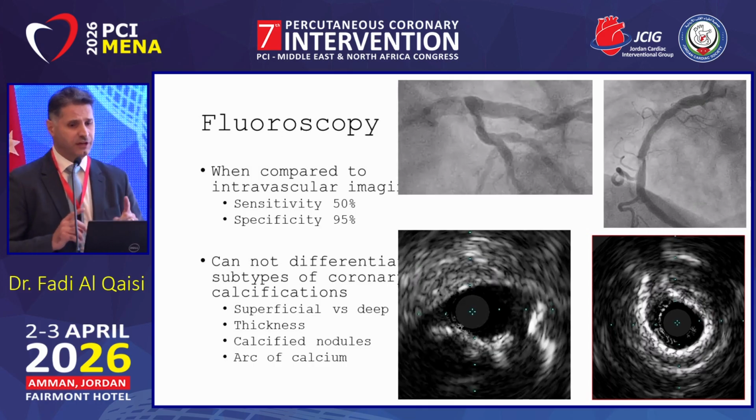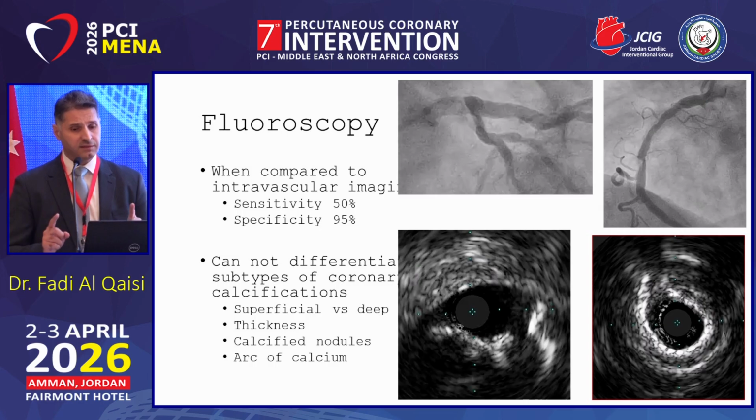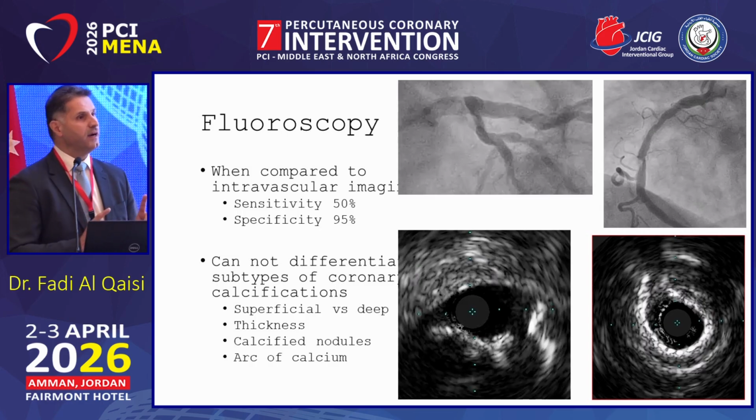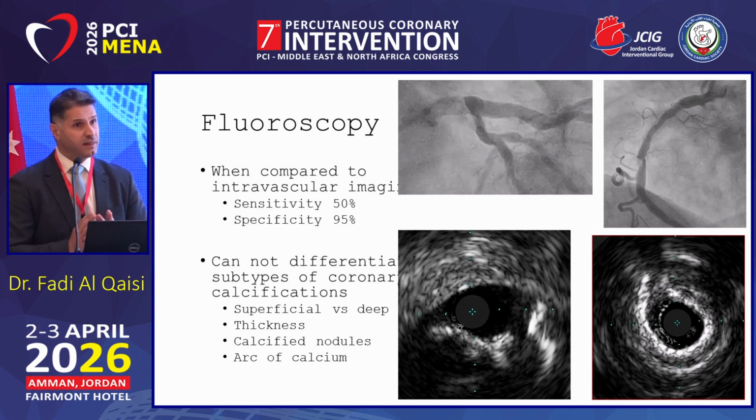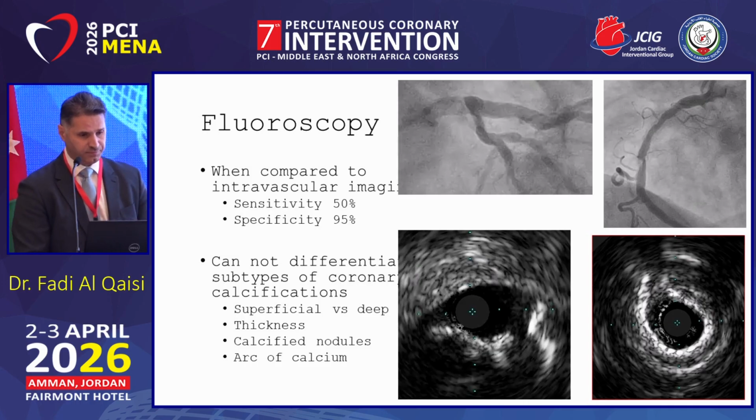Let's talk a little about fluoroscopy. Fluoroscopy has limitations because it does not evaluate the circumferential extent, outside the walls or inside the walls, or how extensive the lesion is. Compared to IVUS, sensitivity is only 50% and specificity is 95%, and it cannot differentiate subtypes of coronary calcification: superficial versus deep, thickness, calcified nodules, arc of calcium.